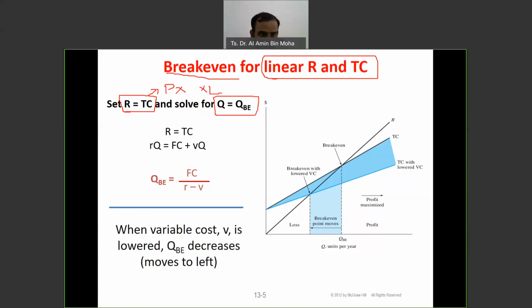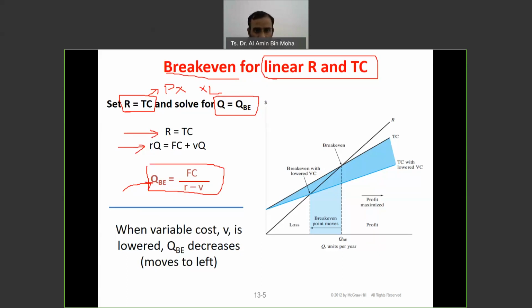So basically this is the formula. Revenue is equal to total cost. We can expand this more. Revenue is R times Q, the quantity, with fixed cost and the variable cost related to that particular quantity. So you're going to get something like this if you want to calculate the quantity for break even: fixed cost divided by the revenue minus variable cost per unit.